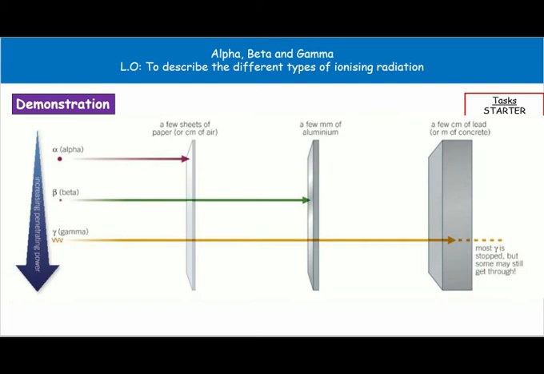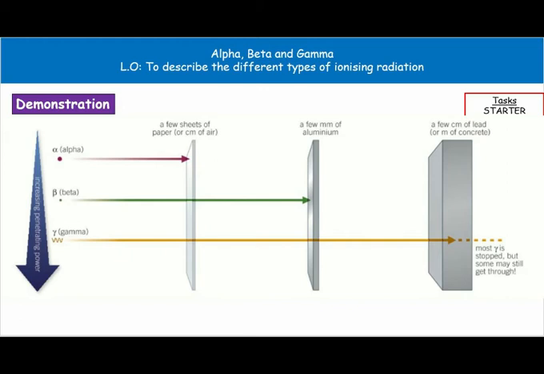So what we will see, if we look at alpha first of all, then that one is going to be stopped by a few sheets of paper. And in the demo we just watched, you could see that when the piece of tissue was placed, then it did stop that radiation passing for one of our sources. So we can say that one consisted of alpha radiation. For the beta, you can see that actually goes straight through the few sheets of paper, but it is brought to a stop by the few millimeters of aluminium.